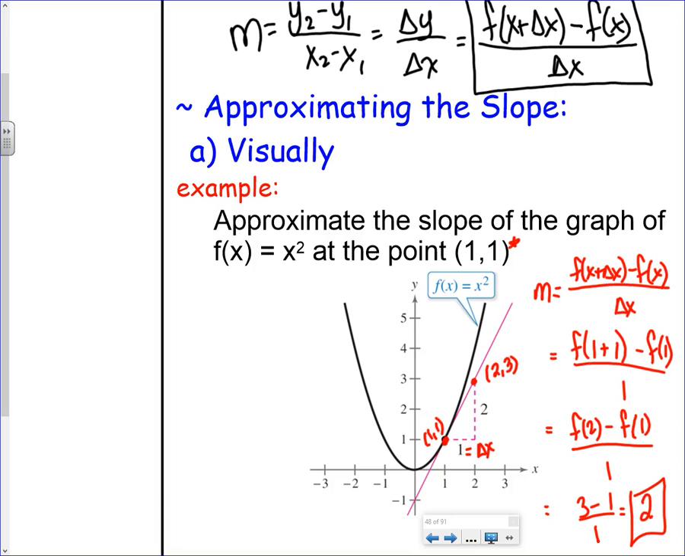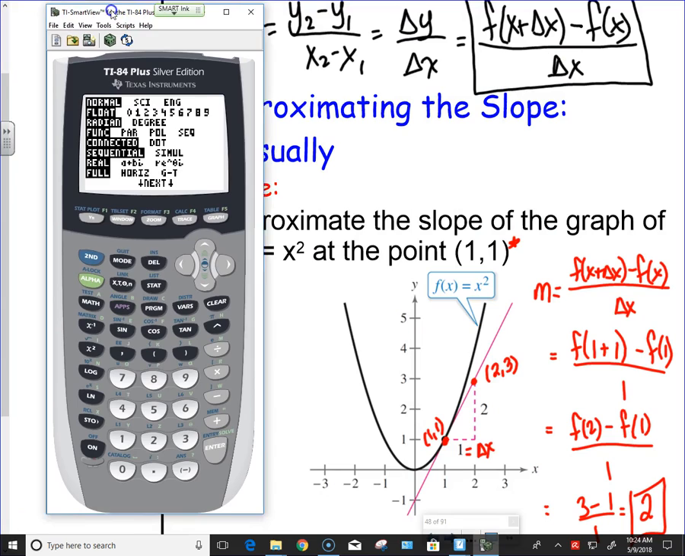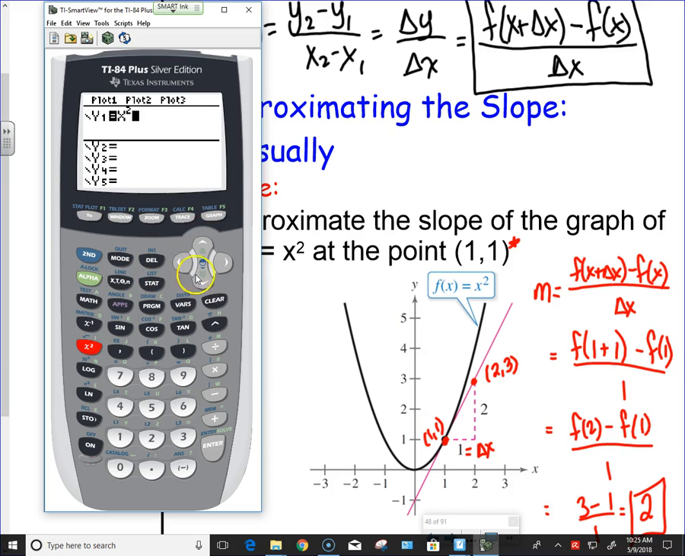Visualizing it, it's 2. Now, the nice thing is this function, this graph, is super, super easy. But let me show you something super cool that your calculator can do. Ready? I want you guys to go ahead and put in the function y equals x squared. Go ahead and try to get this portion of the graph on the screen. I think Zoom standard should more than suffice.